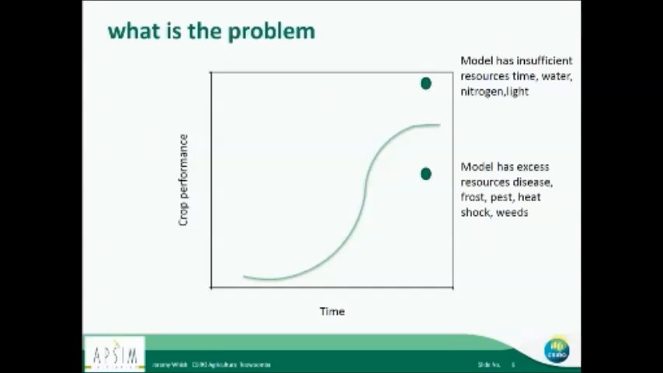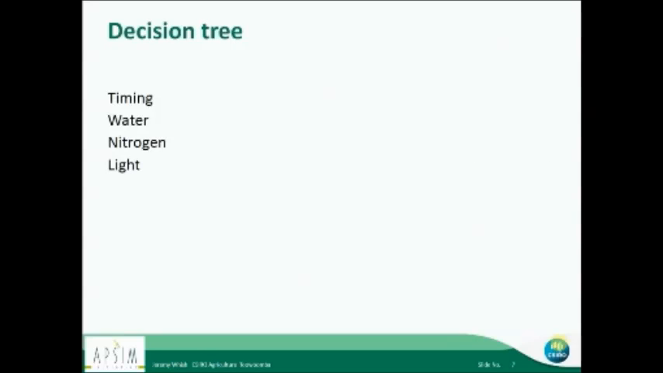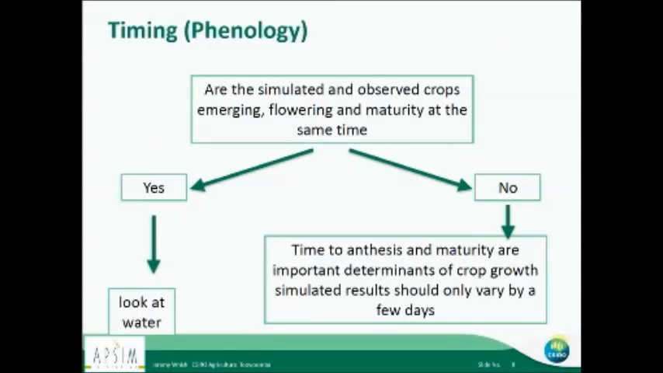So, how do I debug a simulation? Basically, I follow through a bit of a decision tree, and that's what I'm going to try and walk everyone through now. So firstly, I look at timing, then water, then nitrogen, then light. So timing is basically phenology. So the question: are the simulated and observed crops flowering, maturing, emerging all around the right time?